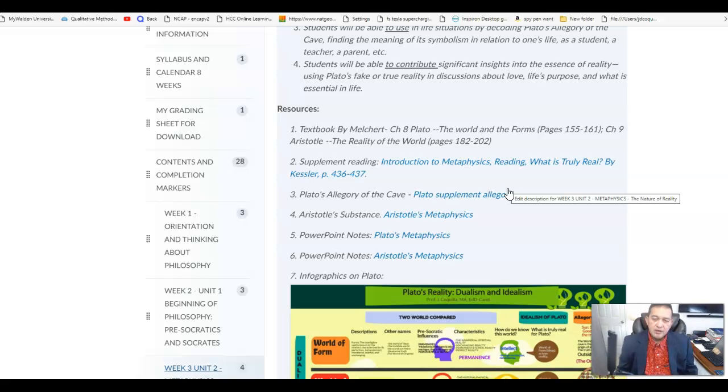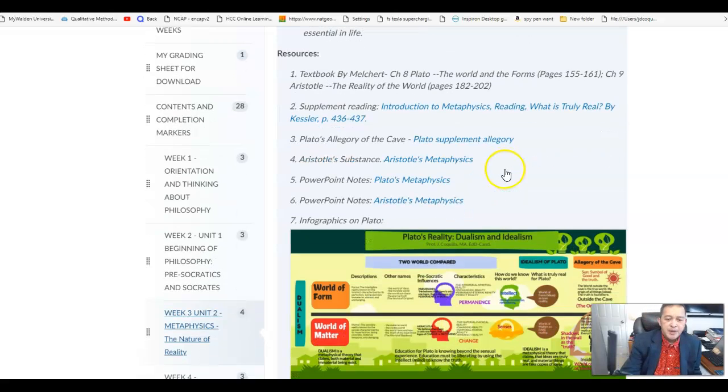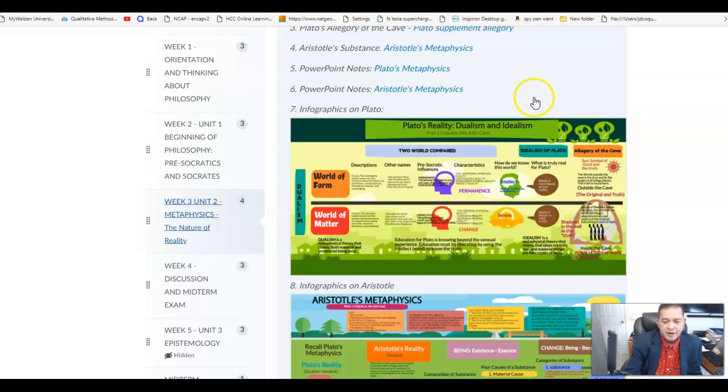Now, I will not look at the textbook. If you have the textbook, that will be your look up, okay? What I will do is look at the number 2 resource, in which it will explain to us some vocabulary and ideas, and it will help us understand what is truly real. Okay, I will open that one, and then let's look at Plato and Aristotle's understanding of reality. Okay. I have some PowerPoints for you and infographics.